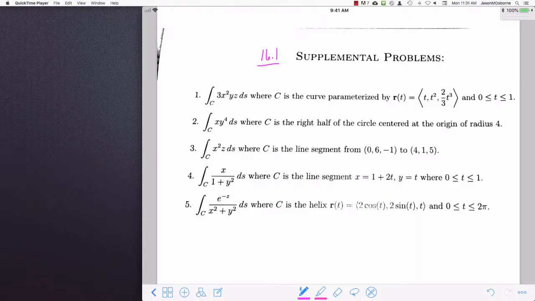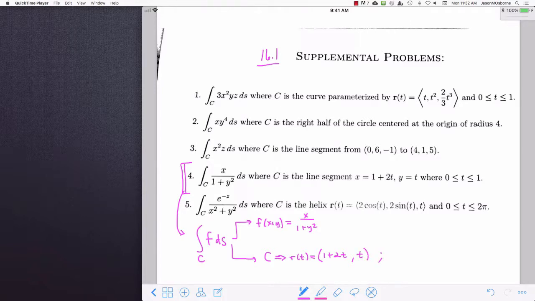In this video, we look at an example of an arc-length line integral. So this is an example of an integral along a curve of some function f ds. And what we have in this problem is that our function is a function of two variables. Okay, and we have a curve c given parametrically by r of t is equal to 1 plus 2t, and then y is equal to t, and we're told to integrate from time 0 to time 1.